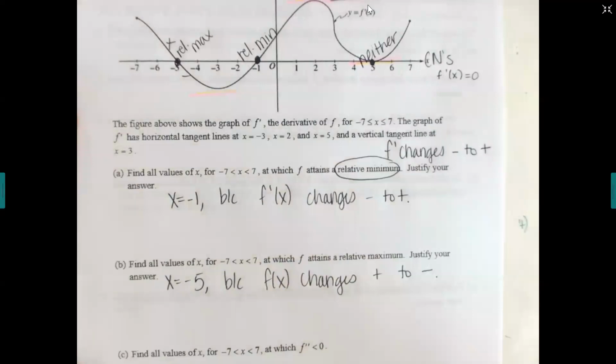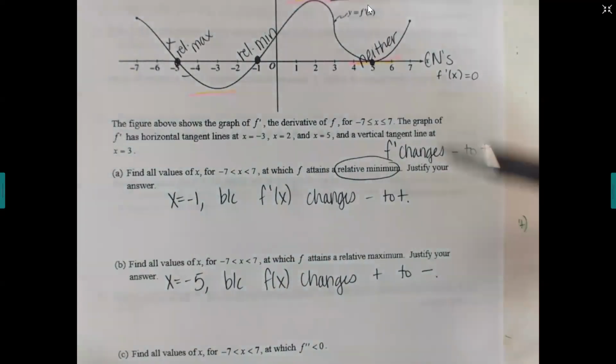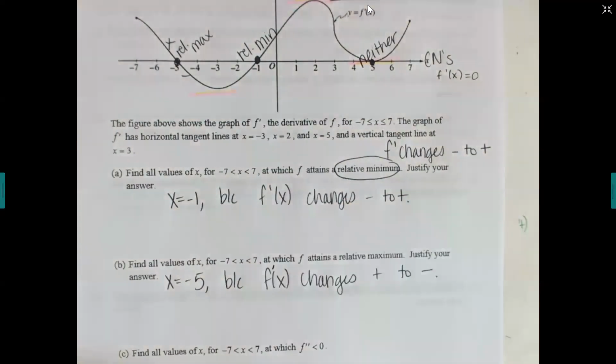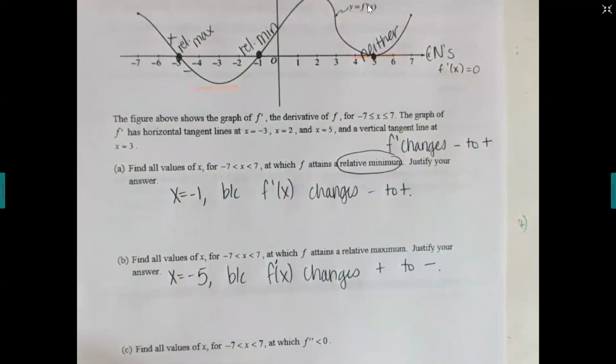Something's wrong with that. What's wrong with it? F prime. F prime. And then remember, this is a graph of f prime. So that's why we want to make sure we're putting it. Okay. All right, then one more question left here.